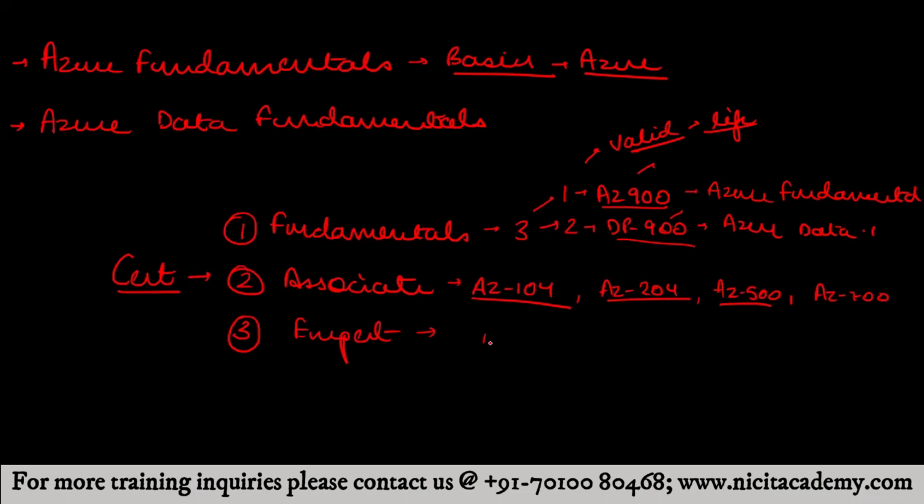Then in expert level, we have AZ 305, which is your solutions architect. You have AZ 400, which is your DevOps associate, right? So similarly, these are the levels in which the certification is divided.